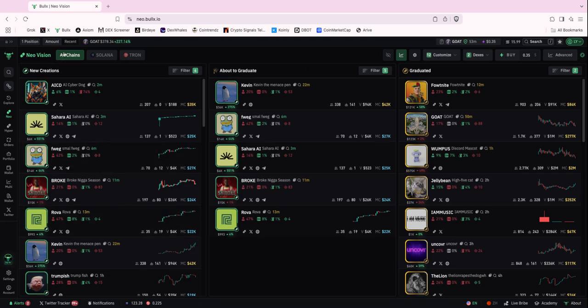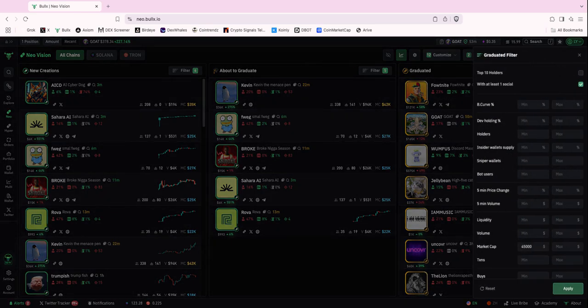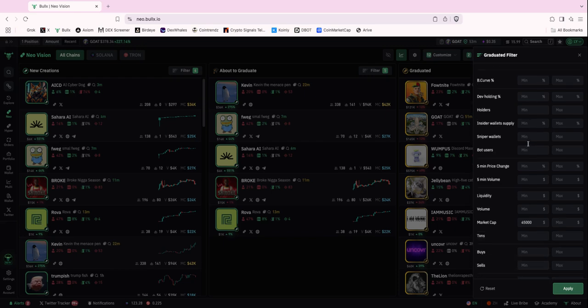New creations, I don't trade from very often, but I do like to see them because I watch them and sort of graduate, across the column. So starting with graduated, I actually have all of my filters set that they need to have at least one social media or page. So a Telegram, X or Twitter, or a website. They don't have to have all three, but they need at least one.